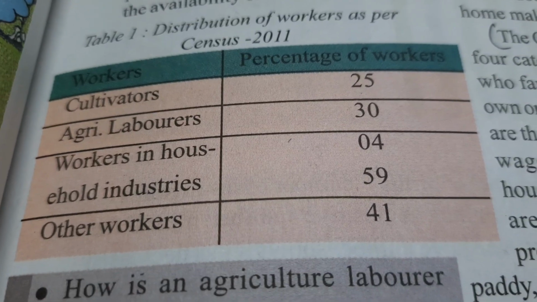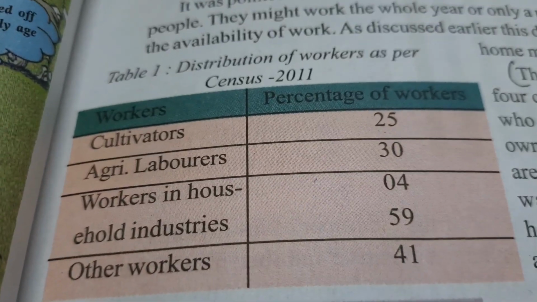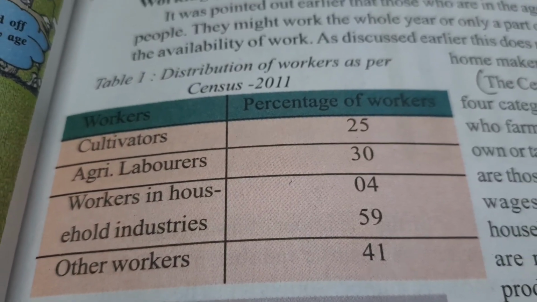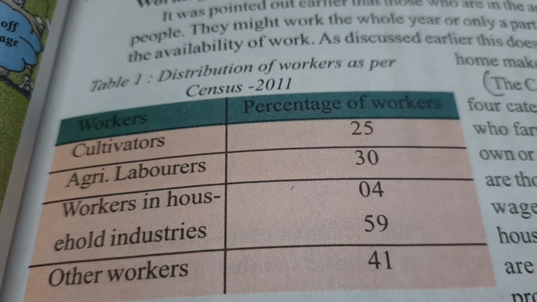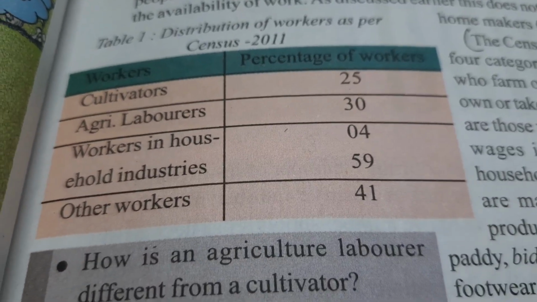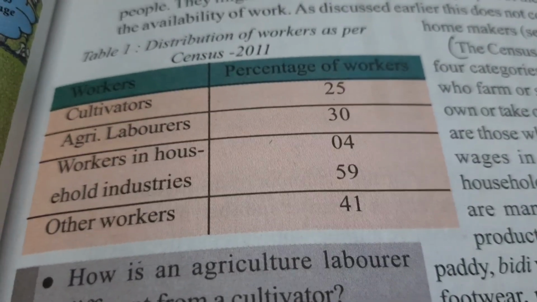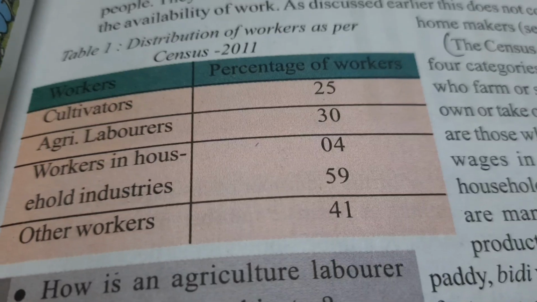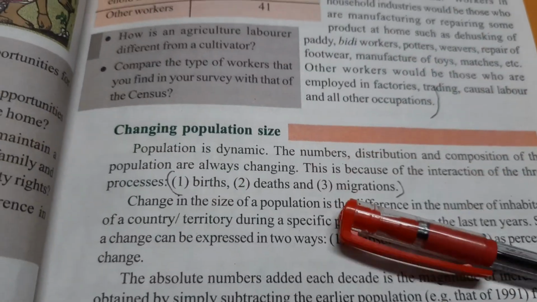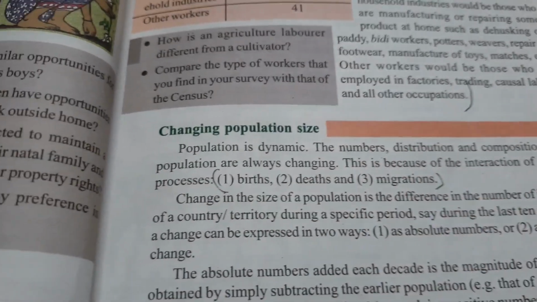It is 30%. And workers in household industries, that means small industries, where they do work in a household, in a family. They vary from 0.04% to 59%. And other workers together are 41%.